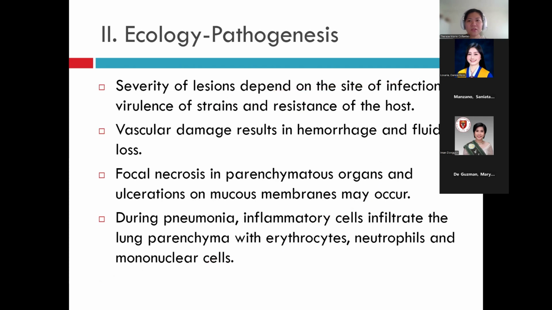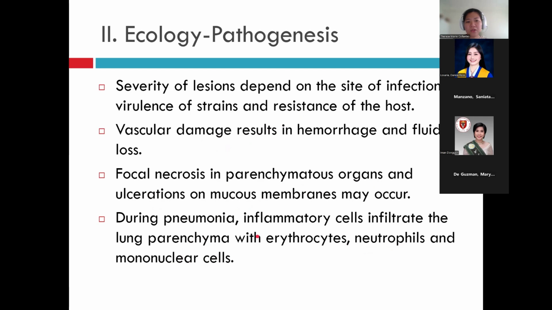So for the pathogenesis, severity of lesions depends on the site of infection, the virulence of strains, and resistance of the host. So there can be some more virulent strains than others. And vascular damage results in hemorrhage and fluid loss. Focal necrosis in parenchymatous organs and ulcerations on mucous membranes may occur. And during pneumonia, inflammatory cells infiltrate the lung parenchyma with erythrocytes, neutrophils, and mononuclear cells.